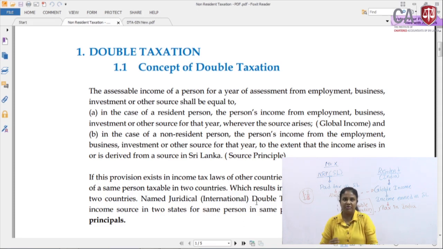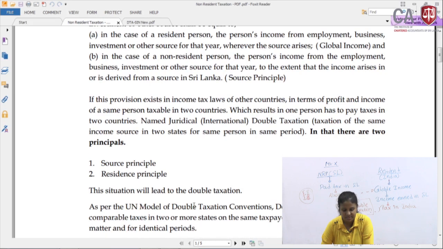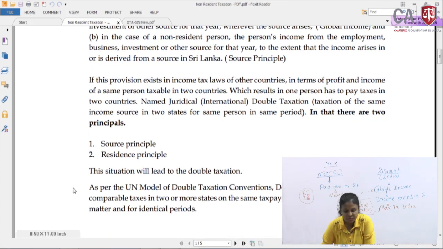I think it's clear. Before going to the PowerPoint, I have used this document because there is a flow, and you should go with the conceptual part first. That's why this much explanation is given. In the identification of the income of a resident person and a non-resident person, all of you know there are two principles. One is the source principle, the other is the residence principle. This situation will lead to double taxation, as I have explained.